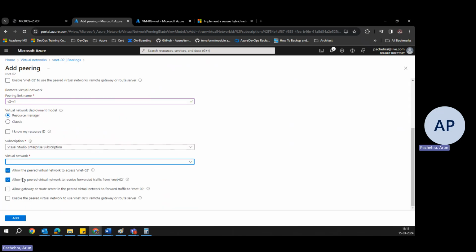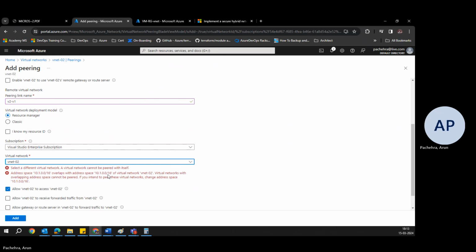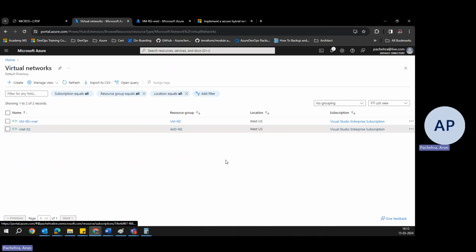Select VNet 2. Because of the overlap of the IP address, another point: for VNet peering, you should not overlap. I think I made this point at the very beginning, but it's fine. That's how it happens. Very simple. That's the reason it doesn't take much time. It is happening at the backbone, but retaining their identities.